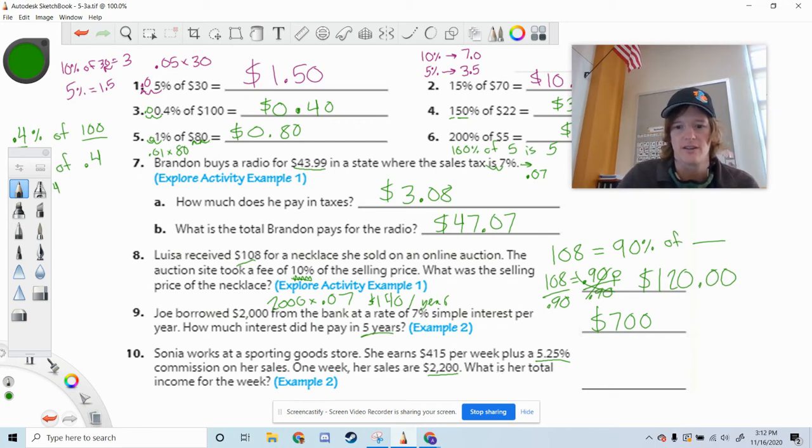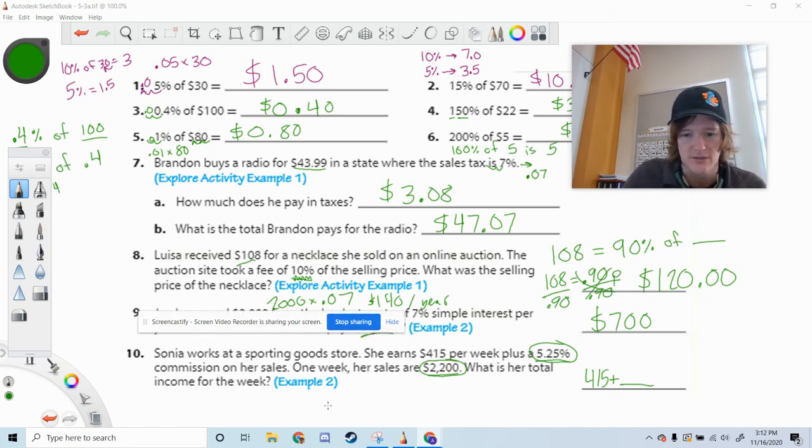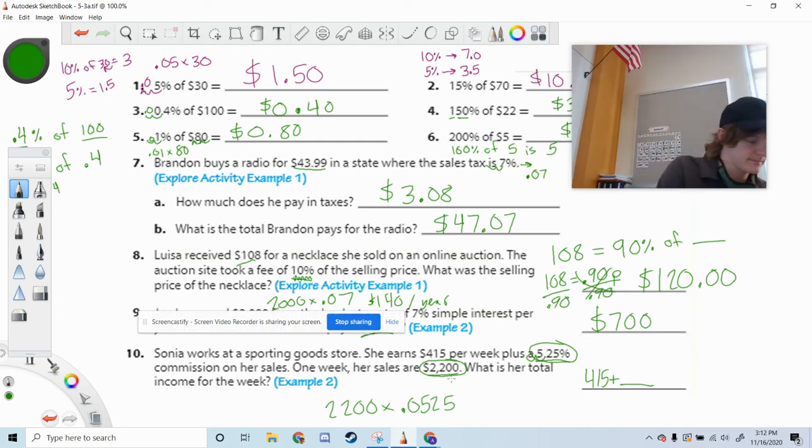So the first thing we need to do is figure out how much does she make. So she's going to get $415 plus her commission, which is this percentage of this $2,200. So we'll do 2,200 times, move the decimal 2 times over, 0.0525. And that comes from this 5.25%. That was 5.25. Move it over 2 times, 0.0525.